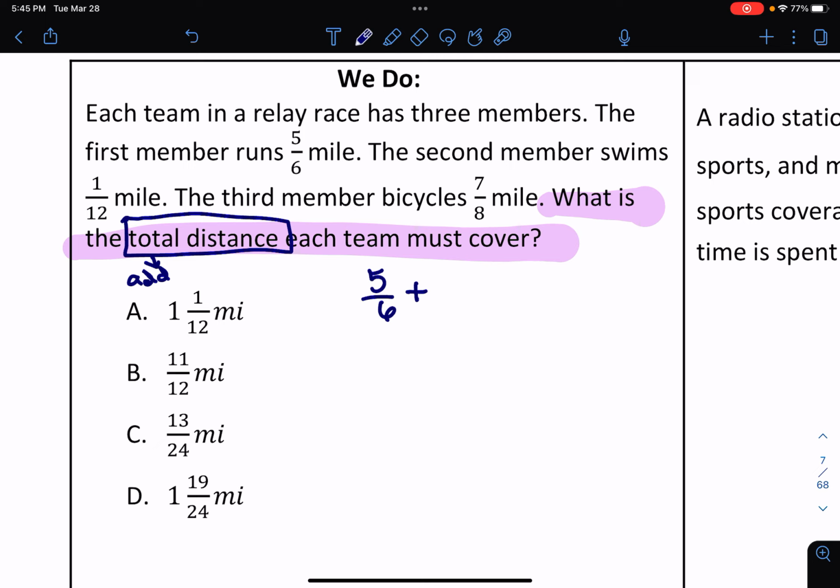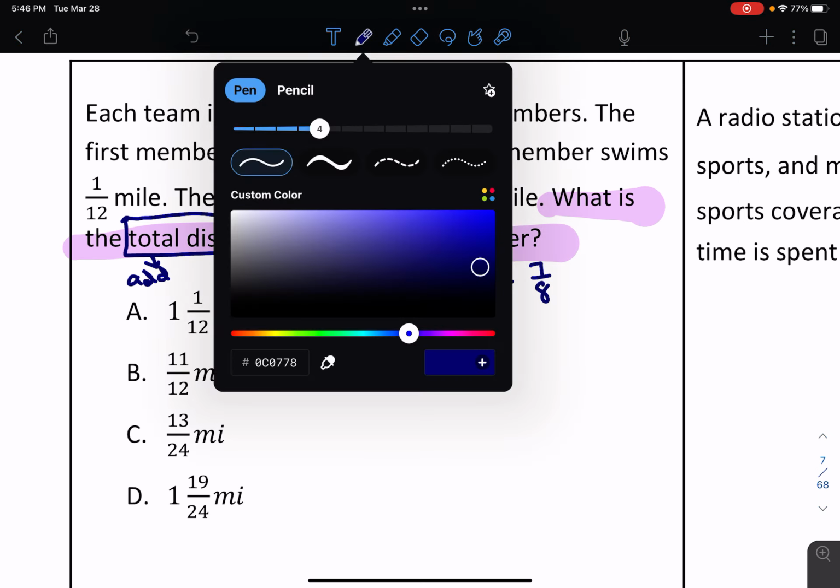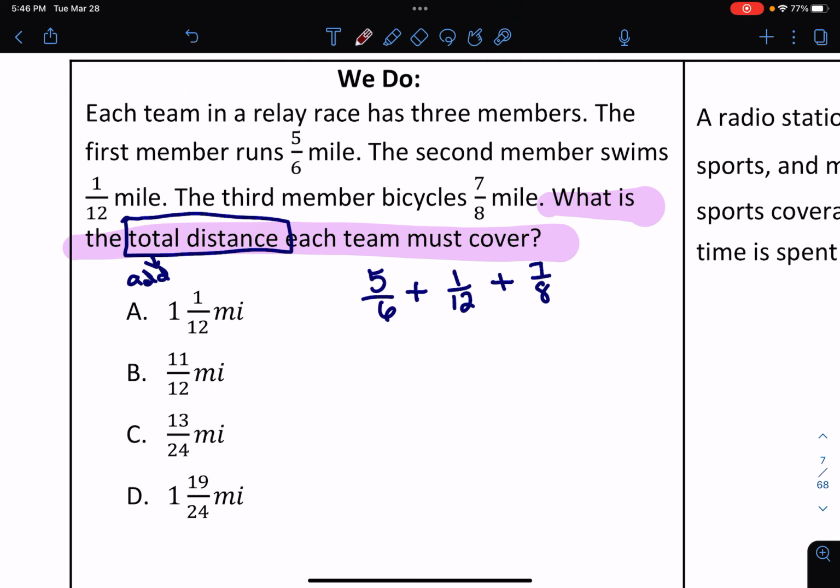the amount the second team member swims. So how much does the second team member swim? 1/12 is correct. Again, our keyword is total, so that means to add. So again, we're adding. And we're adding the distance our third member bicycles. So how long does our third member bicycle? 7/8. Okay. So I am going to start with the first two. So my first two are 5/6 and 1/12. So these are the first two I'm starting with.